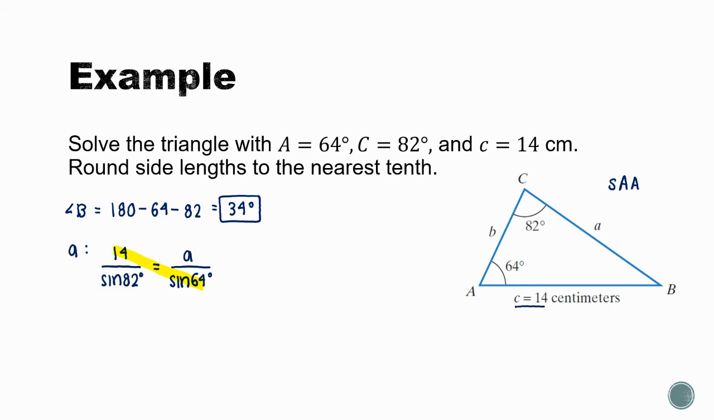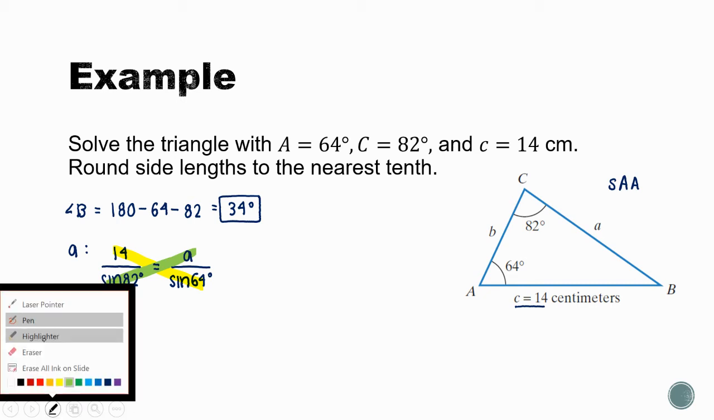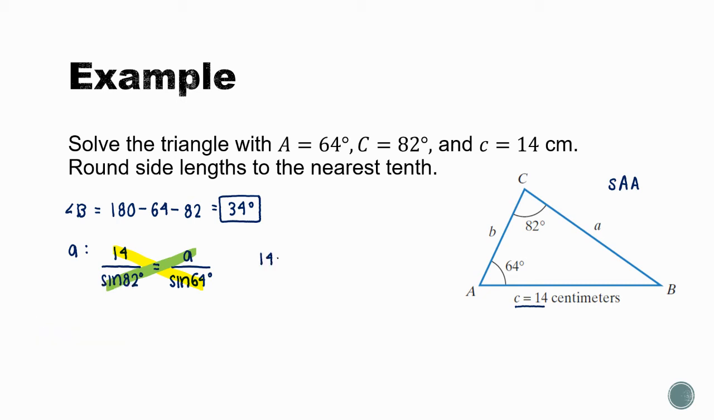So I'm going to multiply the 14 and the sine of 64 degrees together, and then we will set that equal to the side a times the sine of 82 degrees. If our goal is to solve for a, we need to undo that multiplication on the right side of our equation. So to undo multiplication, we will divide. So we're going to divide both sides by the sine of 82 degrees. Once again, the directions say to round to the nearest tenth, so that is one decimal.